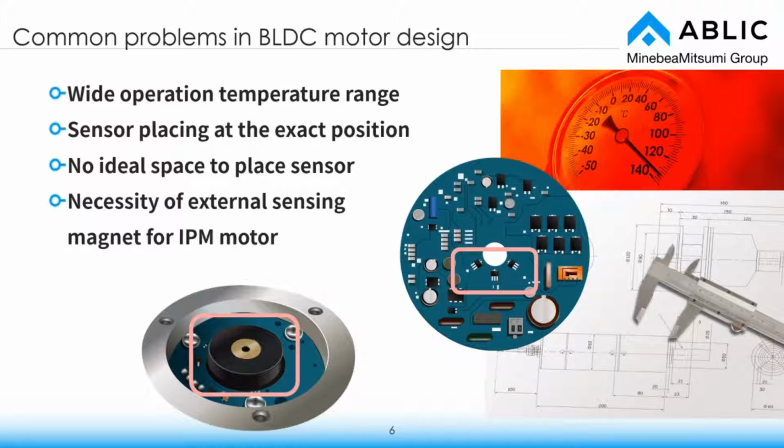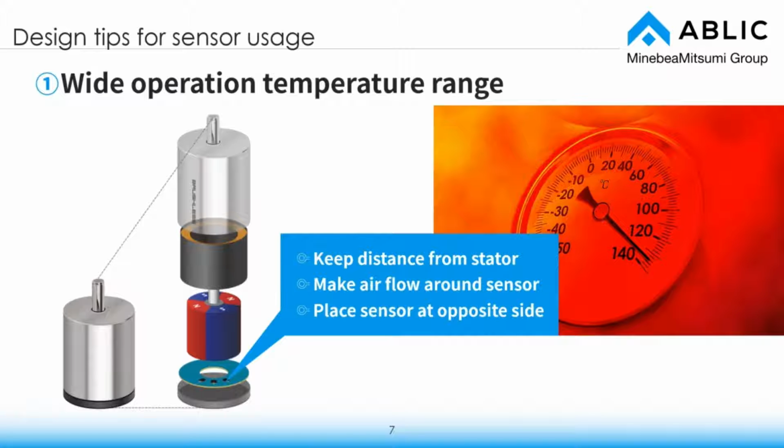Some of these issues can be solved by improving the use of sensors, Hall Effect ICs. The first is a proposal for a solution to the wide operating temperature range of the motor. Unfortunately, the ambient temperature of the motor and the heat generation by motor work cannot be managed by the sensor.